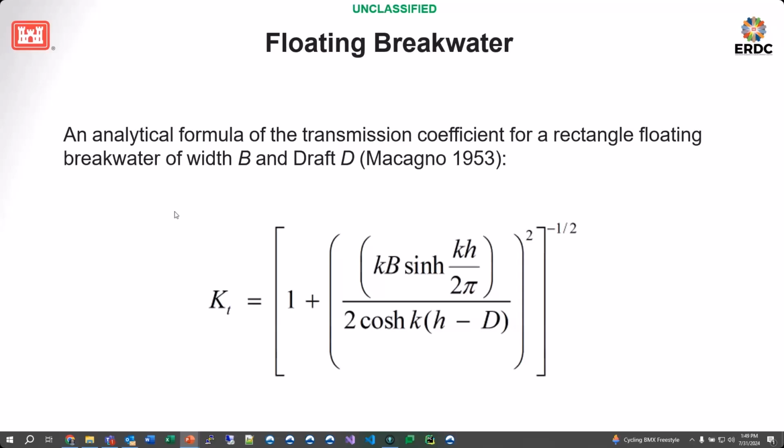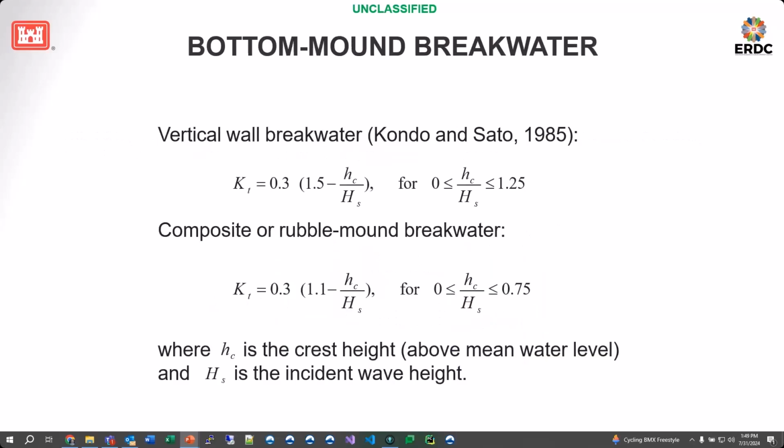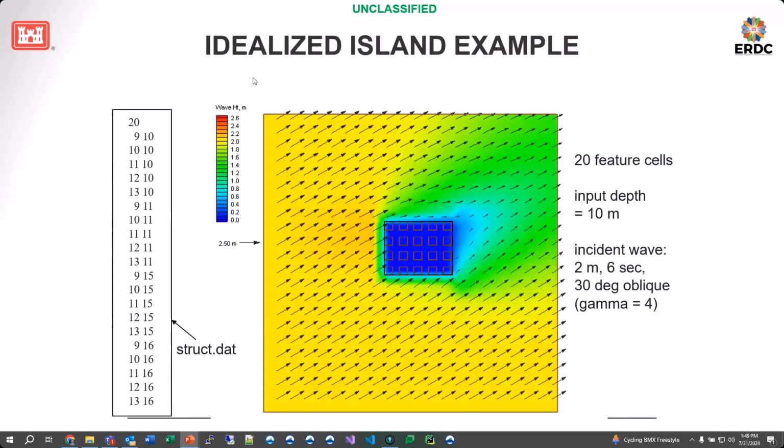We can have floating breakwaters, any number of different structures. Here's just one equation that he has in here. I should have deleted the slide, but anyway, this is one formulation that we have for transmission over a floating breakwater. So we have a lot of different ones. We have bottom mount breakwater, and here's some examples.